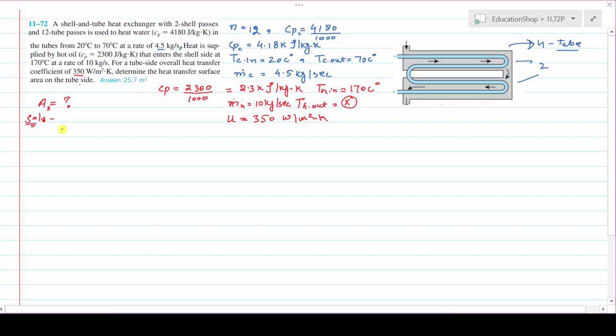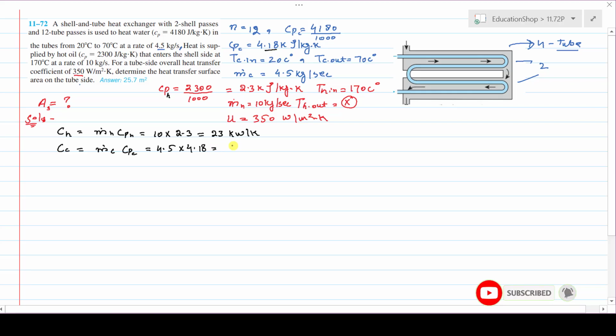First we will find the capacity rate of the hot and cold fluid. The capacity rate of the hot fluid is equal to m dot h Cph. M dot h for the hot fluid is 10 and Cph of the hot fluid is 2.3. Multiplying these, you will get 23 kilowatt per Kelvin. Similarly, the capacity rate for the cold fluid is equal to m dot c and Cp. The mass flow rate of the cold fluid is 4.5 and the heat capacity is 4.18. When you multiply, you will get 18.81 kilowatt per Kelvin.